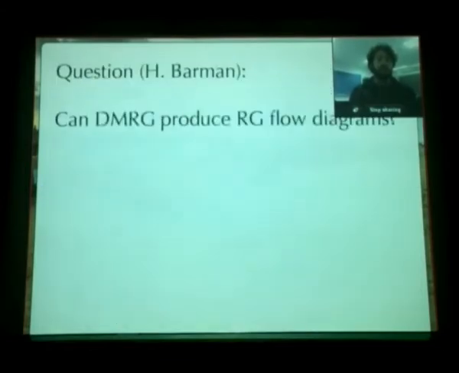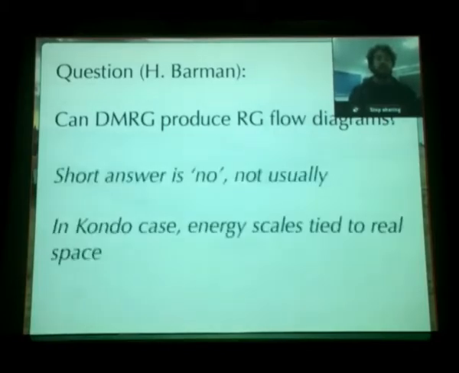So then a related question was, just as in the NRG with the Kondo problem, can you use DMRG to produce RG flow diagrams? So can you study the flow of a Hamiltonian under DMRG, or kind of ask questions about flowing toward critical points or fixed points of RG, that kind of thing. So this is a really interesting question, and my short answer is no, but I only mean no in the sense that it's not usually done. But we know one case where it sort of could be done, which is this Kondo problem, which motivated the question, I believe.